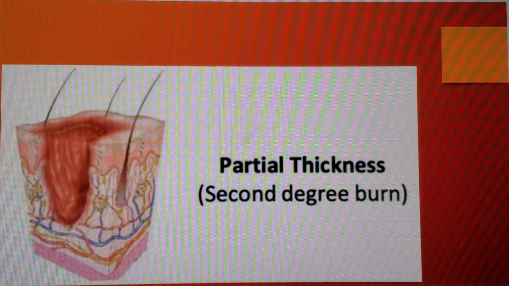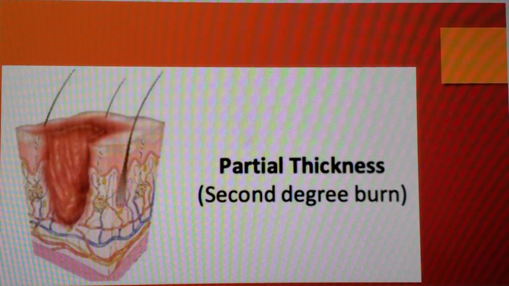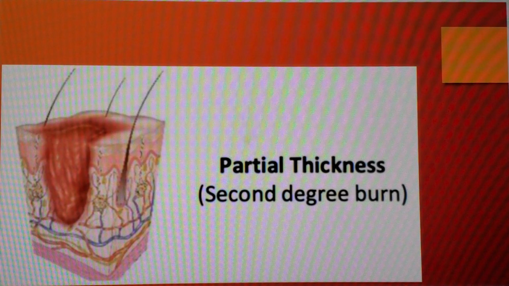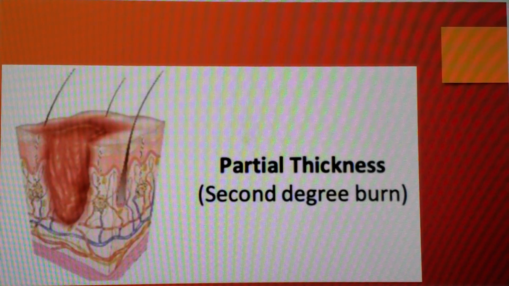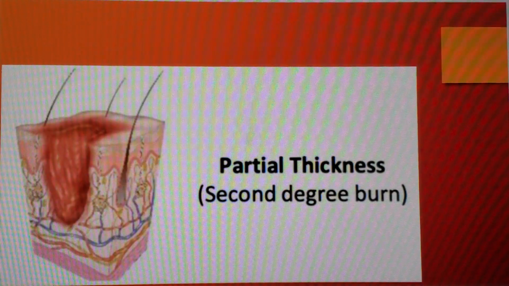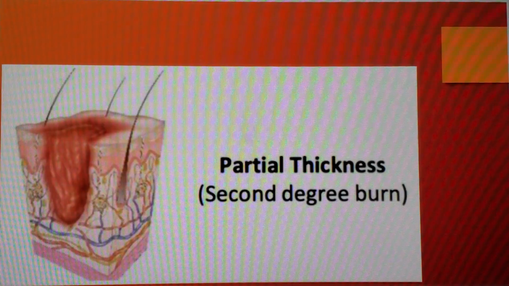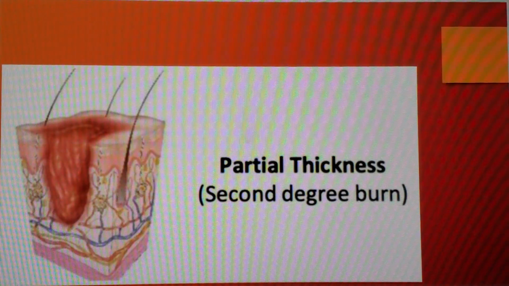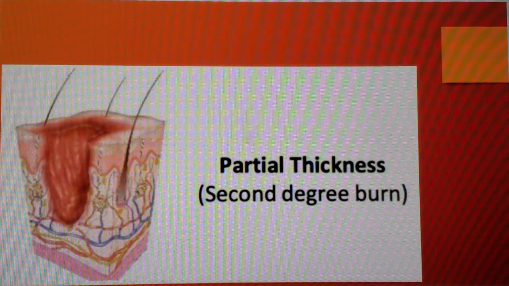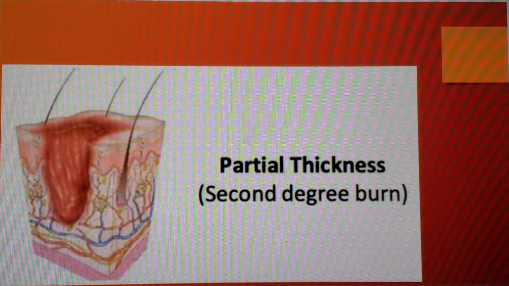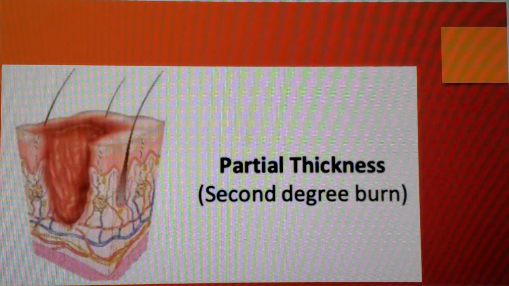Here we go. So this partial thickness, but it's a second degree, right? So look at that. All right, and you can see where the wavy pink top area, that epidermis has been completely burned through, and it's down to the dermis. Great. So that's our second degree. Went past the epidermis and went down and damaged the dermis. Second degree, because it went to the second layer of skin.